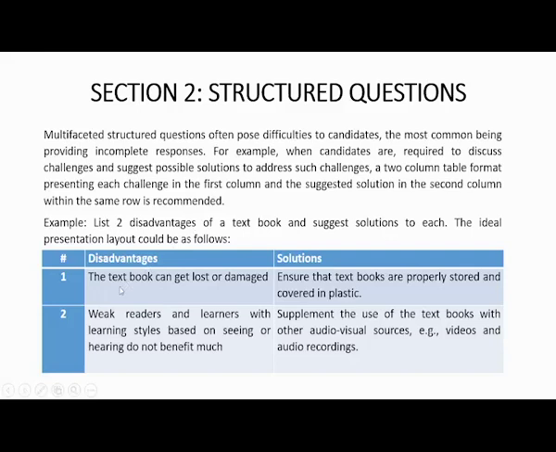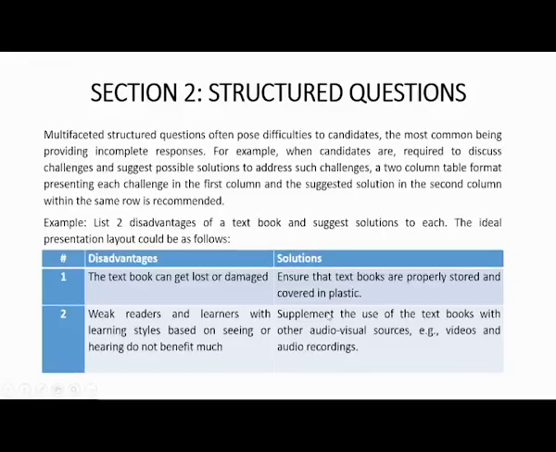So we are saying the best way or presentation layout would be to get a column for disadvantages and a column for solutions. For example, the textbook can get lost or damaged. So to avoid textbook getting lost or damaged, what is the solution? Ensure that textbooks are properly stored and covered in plastic. That would mean maybe providing cupboards, lockable cupboards in your classroom, or advising learners as well to ensure that even if they take these textbooks home, they should have a specific section where they safely store these textbooks and cover them in plastic.